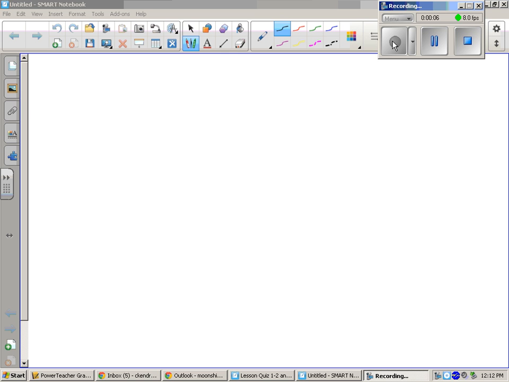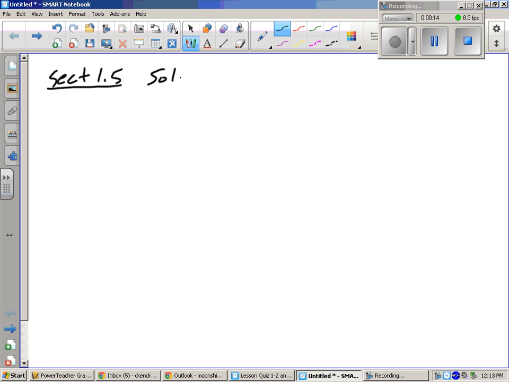Welcome back once again. Today we're doing section 1.5, which is solving inequalities. And inequalities are the less than and greater than symbols. So if we have x is greater than 4, that is the greater than symbol.